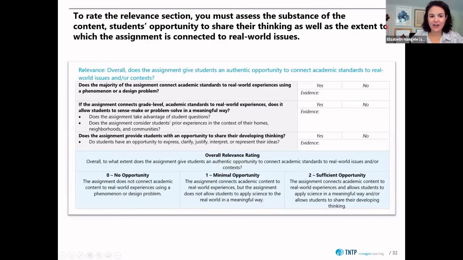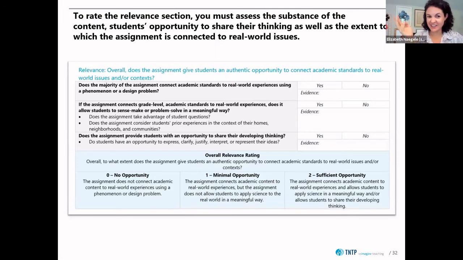Let's move on to talk about relevance. One of the things that I think is really interesting about relevance, which I feel like is special to science, maybe it really isn't, is that if you do the content section well and you do the practices section well, there is a little double dipping.